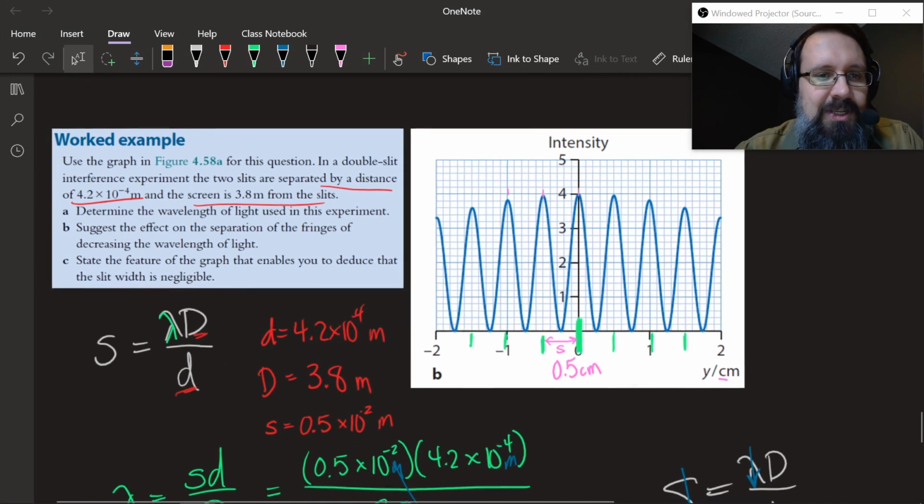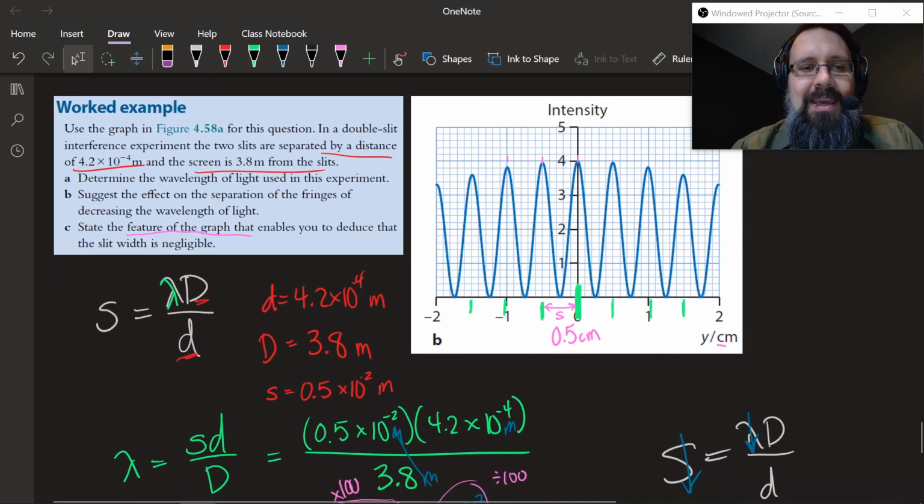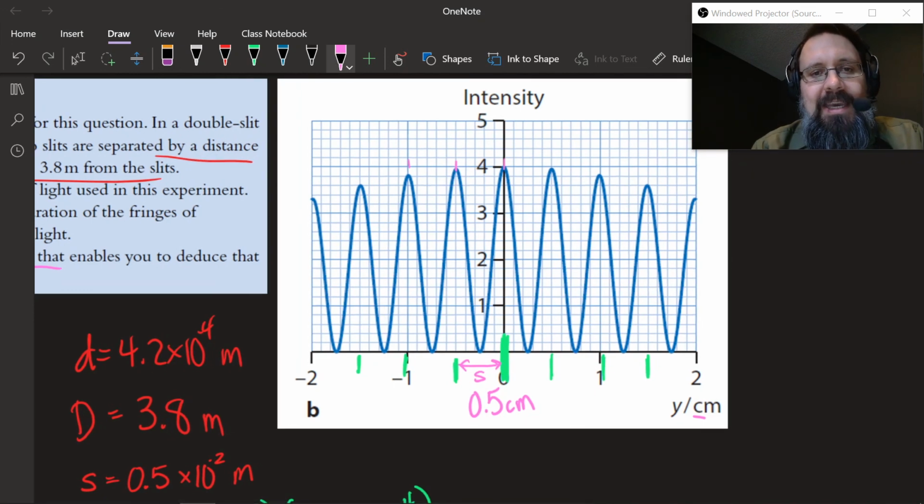And then the last question said, what's the feature on the graph? It says, state the feature of the graph that enables you to deduce that the slit width is negligible. All right, so if the slit width is negligible, what you'll see is that the intensity won't drop off that much. The intensity kind of stays more or less constant.